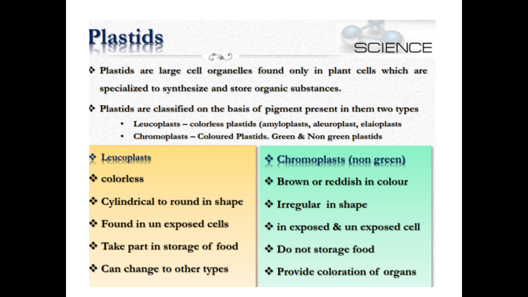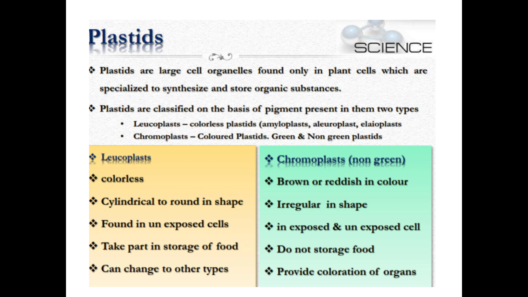So, what is plastid? Plastids are large cell organelles found only in the plant cell, which is absent in the animal cell. The main function of the plastid is to synthesize and store organic substances. So, what are the organic substances? They are amino acids, proteins, sugars, and oils. These are the organic substances which are stored in the plastids.